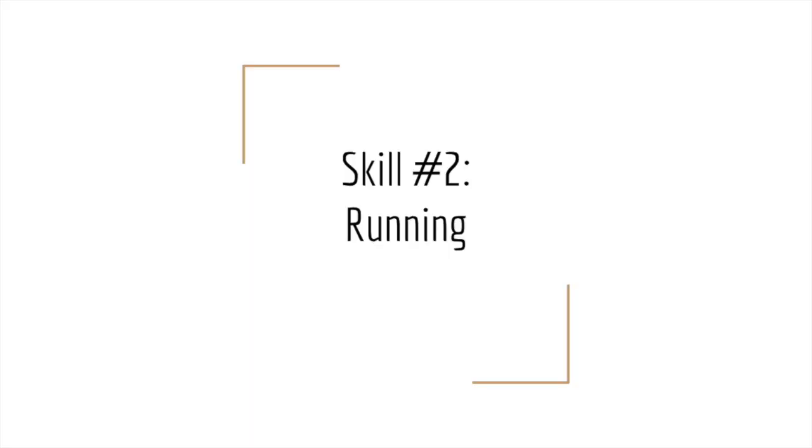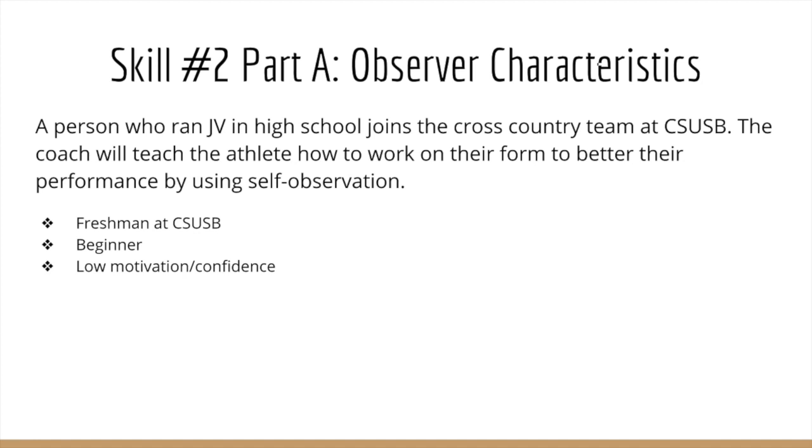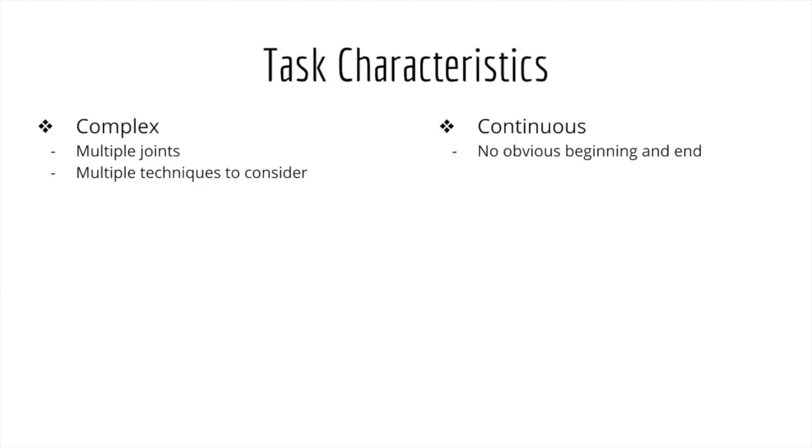Skill number 2, running. Observer characteristics. A person who ran JV in high school joins the cross-country team at CSUSB. The coach will teach the athlete how to work on their form to better their performance by using self-observation. The task characteristics are complex because multiple joints will be used and because there are multiple techniques to consider. It is also continuous because there is no obvious beginning and end.